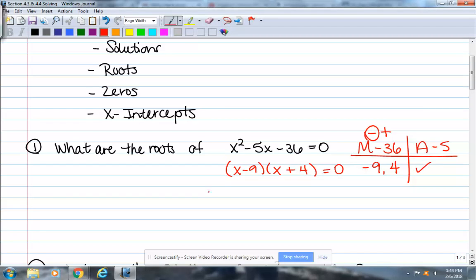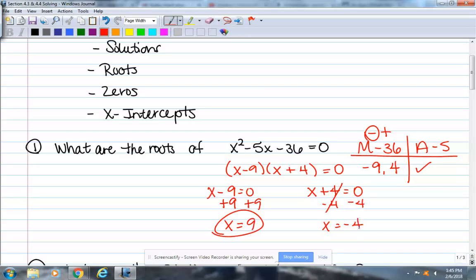So you're going to say x minus 9 equals 0, and x plus 4 equals 0. And then you're going to solve them both. Add 9 to both sides: x equals 9. Then you subtract 4, and x equals -4. So we have 2 solutions. And if this was a graph of a parabola, which it is, that would be where I'd be crossing my x-axis at both of those numbers.